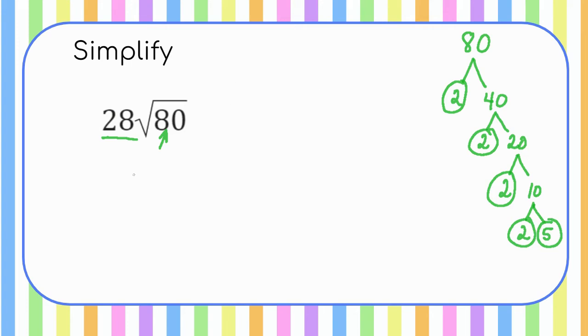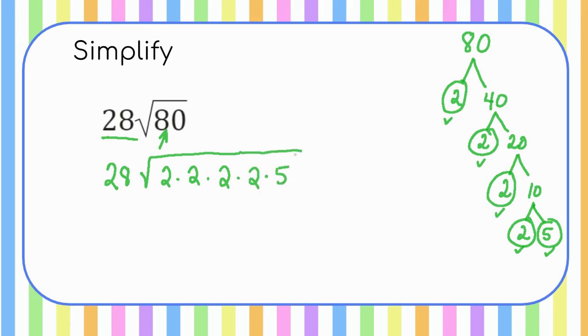All right. Now let's come back over to our square root. We have our 28 out front, and then let's look at what we have. Instead of 80, I'm going to have 2 times 2 times 2 times 2 times 5. So again, that is 2 times 2 times 2 times 2 times 5. I need to extend my little square root here.